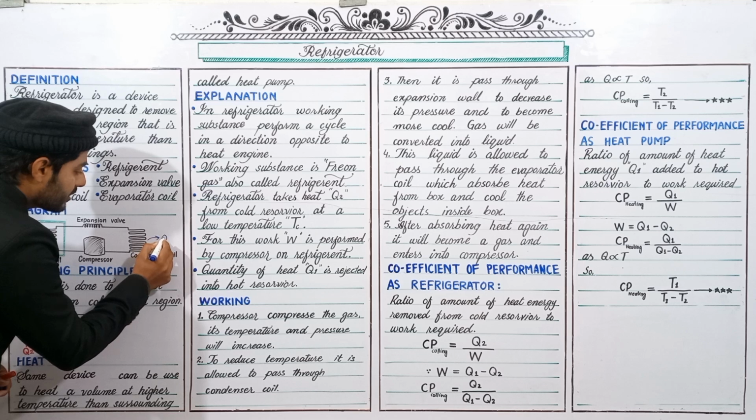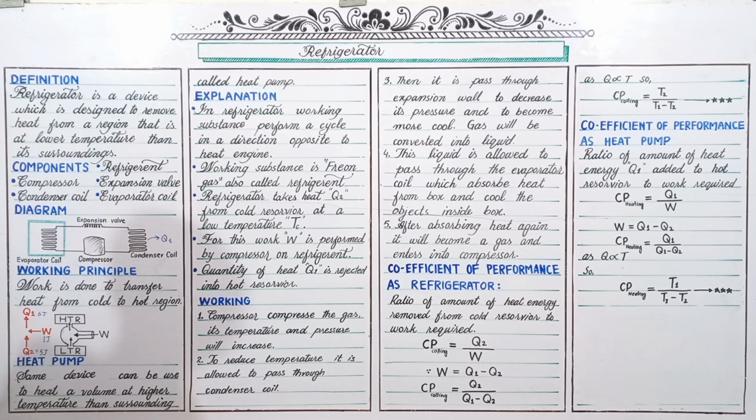That heat is Q1. Okay, so when the heat is removed from this gas, its temperature will decrease to 40 degrees centigrade. That was initially 90 degrees centigrade. Okay, then to cool it further, it is allowed to pass through an expansion valve. When this freon gas passes through this expansion valve, it will cool down further and its temperature decreases to minus 16 degrees centigrade, and it will be completely converted into liquid.